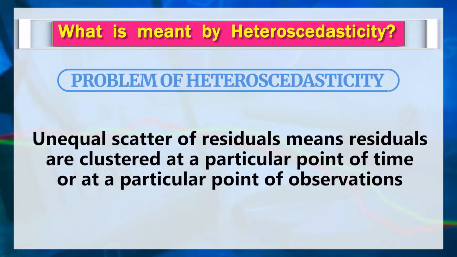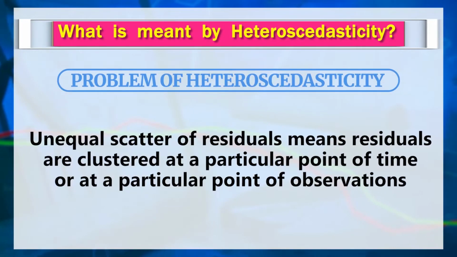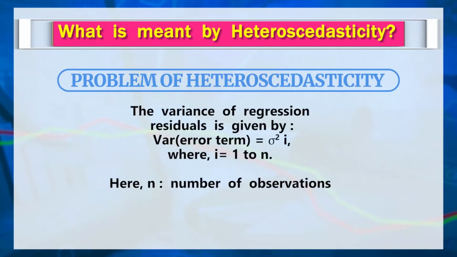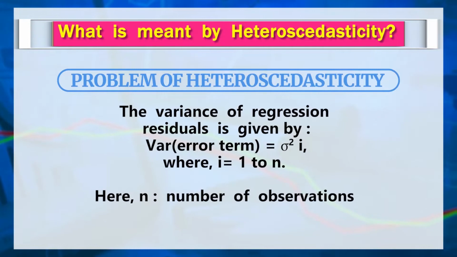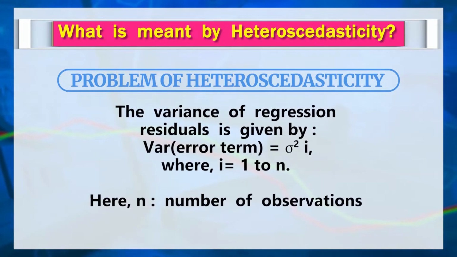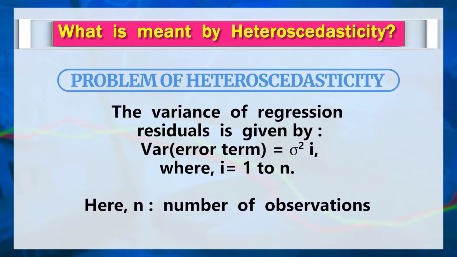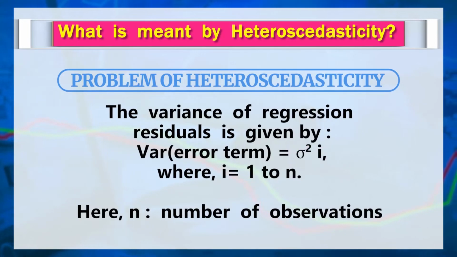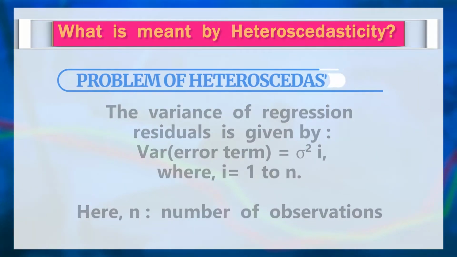As mentioned in the slide, unequal scatter of residuals means residuals are clustered at a particular point of time or at a particular point of observations, and that is how we can see that the variance is changing and it is following a pattern. And if this pattern is highly pronounced, then the variance is not constant. So we go by the expression that the variance of the error term is sigma square i, because i refers to the ith observation which is running from 1 to n. If i changes and the variance also changes equally, then we can see that the problem of heteroscedasticity is there in the data set and we cannot apply the normal properties of the OLS estimators.